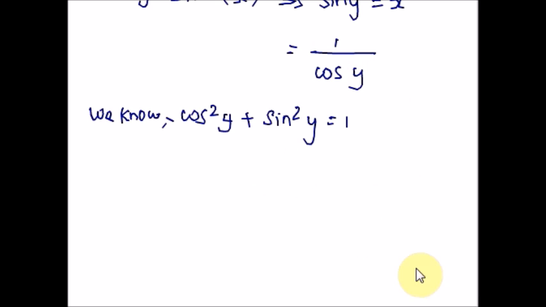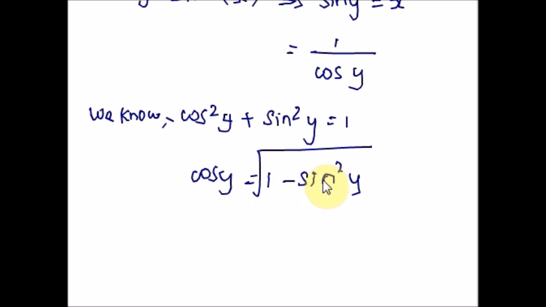So shifting sine square y to the right side, I'll get 1 minus sine square y. And taking the square root, this square will get cancelled out. So using this, the denominator would become sine square of y, which can be written as sine y the whole square, where sine y is nothing but x. Am I right? So using that, the denominator would become 1 over square root of 1 minus x square.